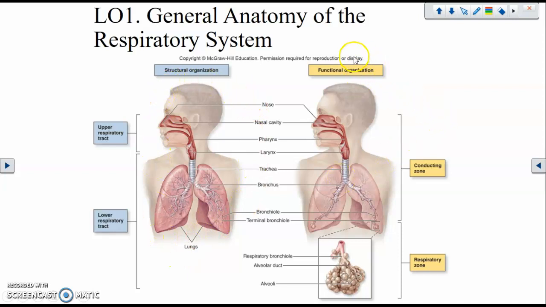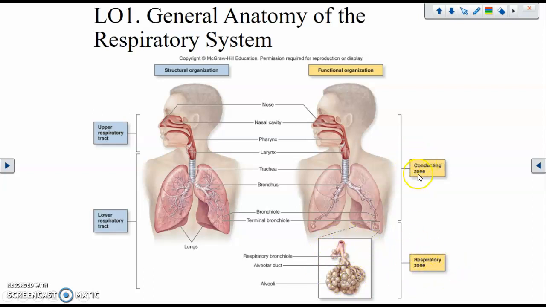On the other hand, we actually have a functional organization. In functional organization, most of the area of the respiratory tract is called the conducting zone, and only a small portion of it, the terminal portion, is called the respiratory zone. What is the difference between a conducting zone and a respiratory zone? The conducting zone is just the area in which gas is transported in pulmonary ventilation. And the respiratory zone is the site of alveolar gas exchange. So alveolar gas exchange only occurs in the respiratory zone.